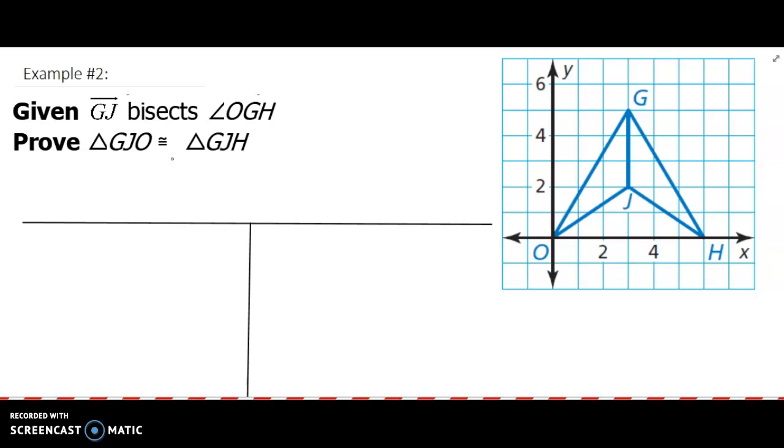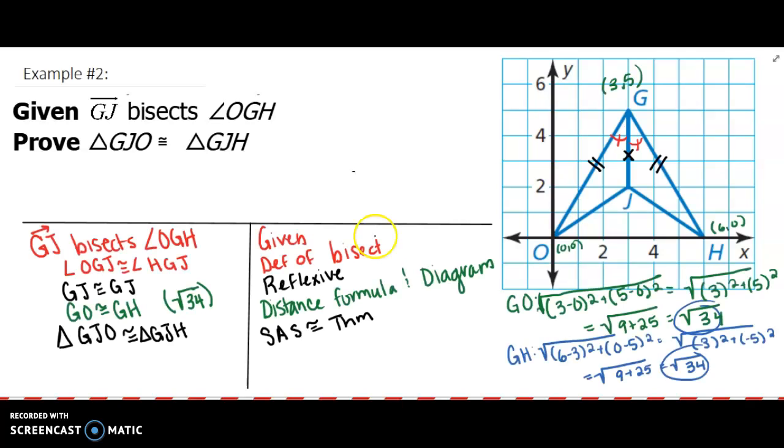Now, why don't you go ahead and try to do this one on your own, and then we'll go over it. All right, so hopefully you got through this one okay. It wasn't too hard. So you first start with the given, which is that we have a ray that bisects an angle, so that means these two angles right here and here are congruent. So immediately we have a pair of angles that are congruent.